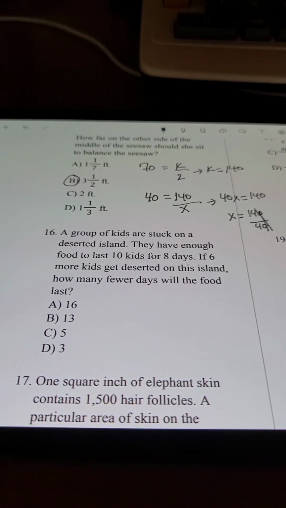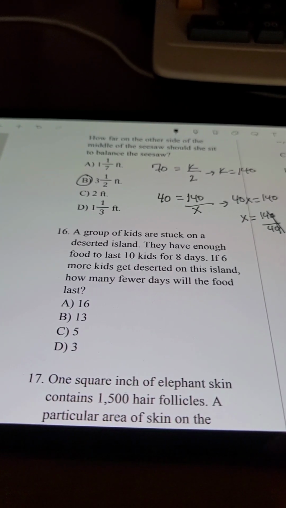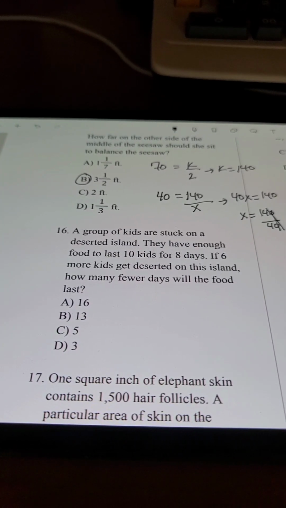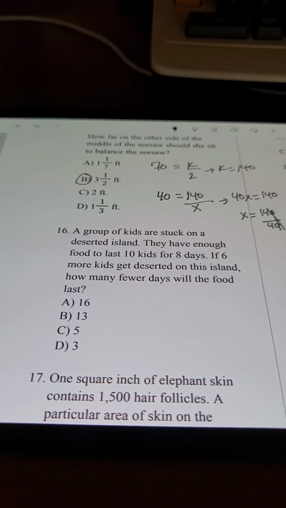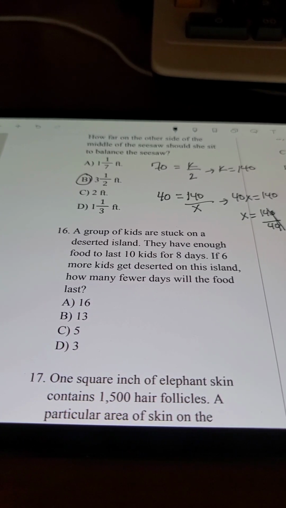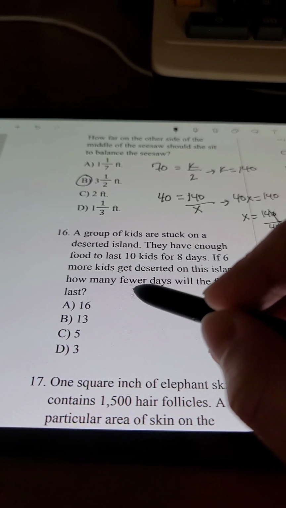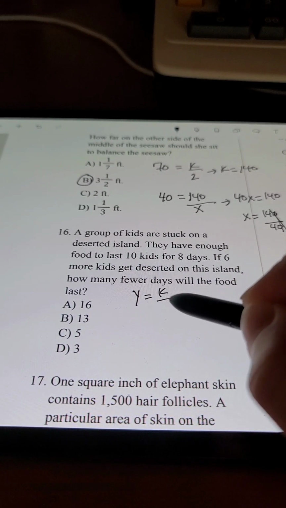Okay, so pause to read number 16 if you haven't already. You have to think logically about this one. If there are more kids going on the island, then there are going to be fewer days of food, right? That's an example of an inversely proportional relationship. So again, we're thinking of y is equal to k over x.